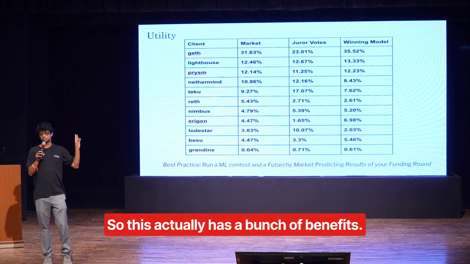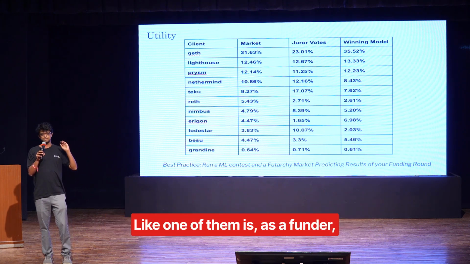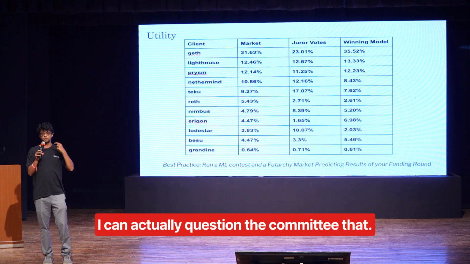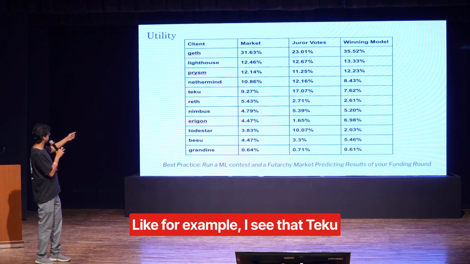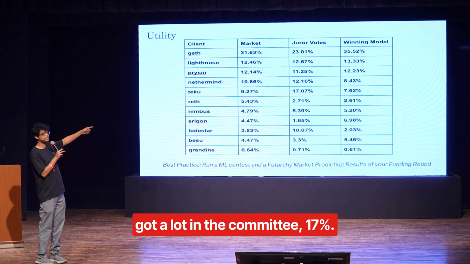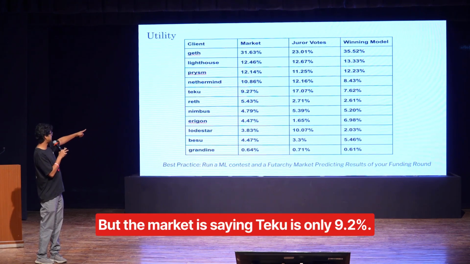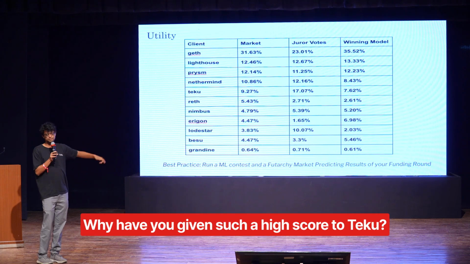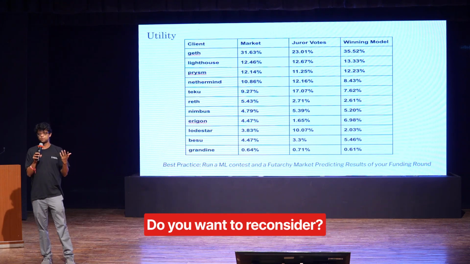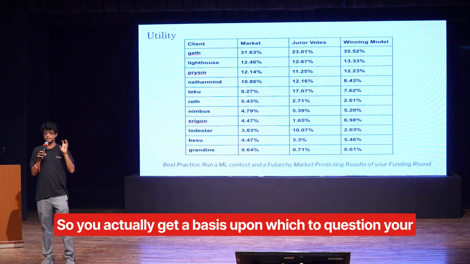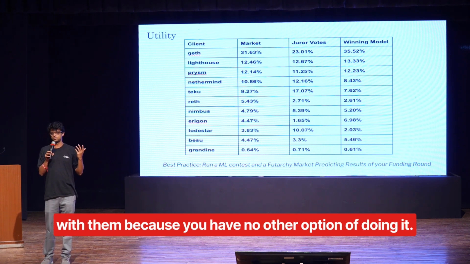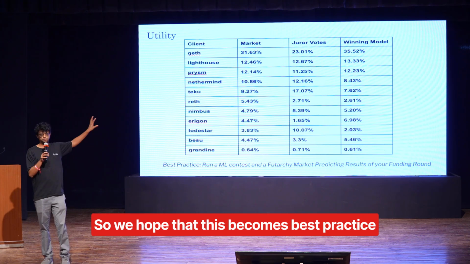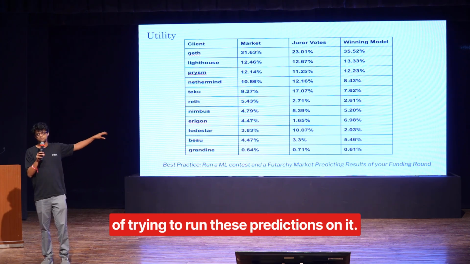So this actually has a bunch of benefits. One of them is, as a funder, I can actually question the committee. For example, I see that Teku got a lot in the committee, 17%. But the market is saying Teku is only 9.2%. Why have you given such a high score to Teku? Do you want to reconsider? So you actually get a basis upon which to question your process as a funder, as opposed to having to just go with them because you have no other option of doing it. So we hope that this becomes best practice of trying to run these predictions on it.